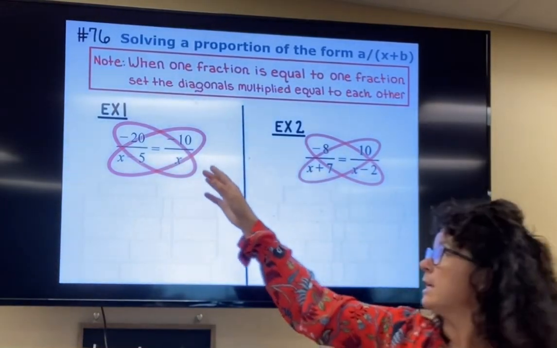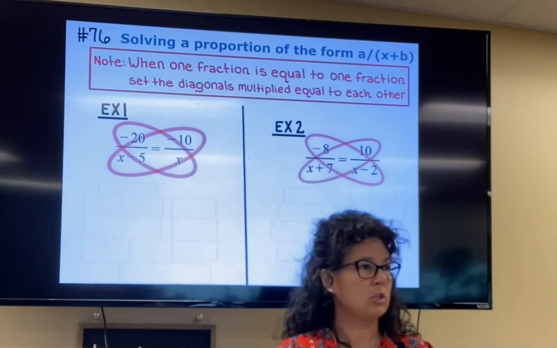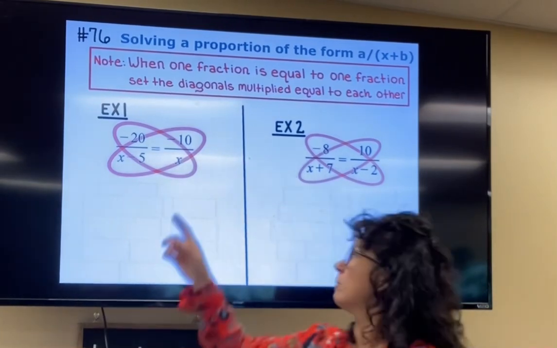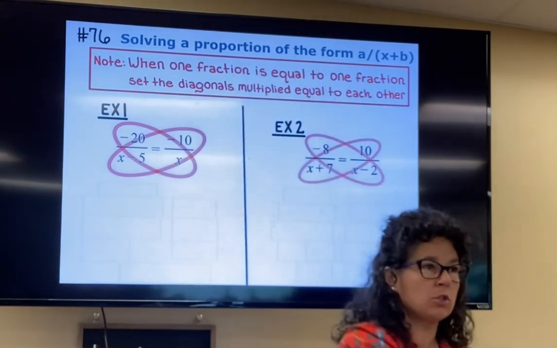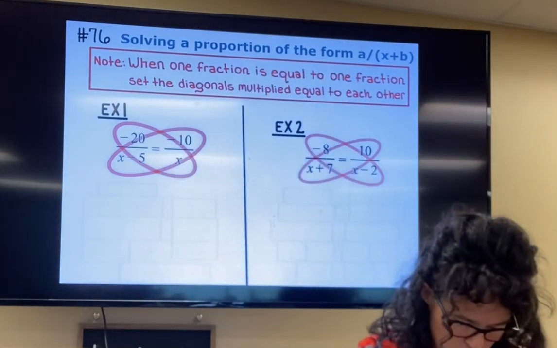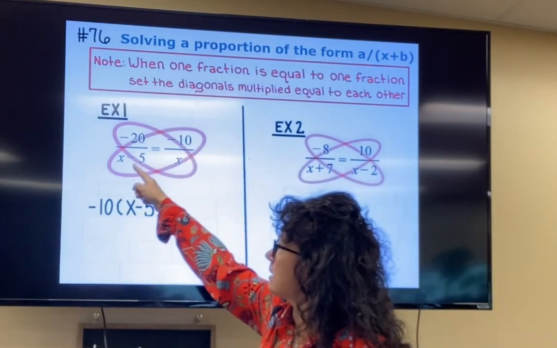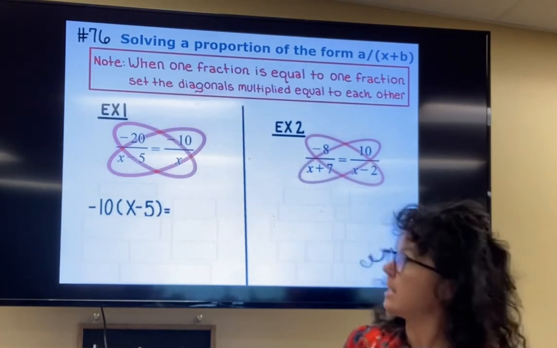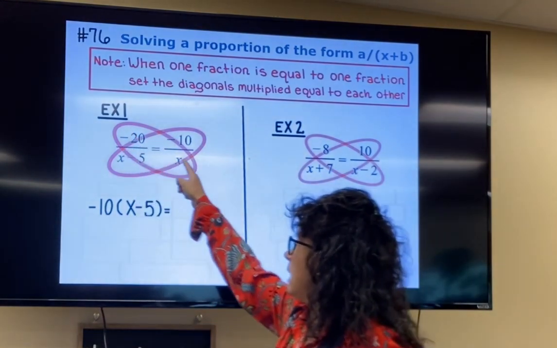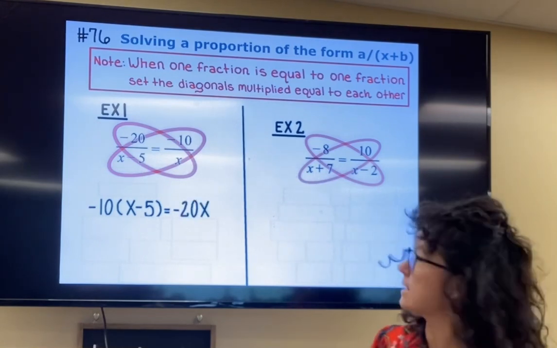So whenever you see a single fraction equal to a single fraction, we've just looked at some easier ones. We have a little bit more going on here. You take this times this equal to this times this. So in this particular one, I would have negative 10 times x minus 5, one of my diagonals, set equal to negative 20 times x.